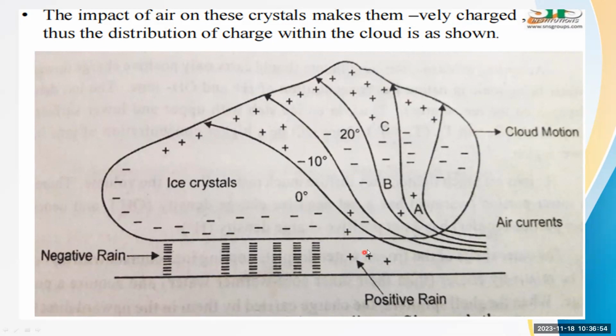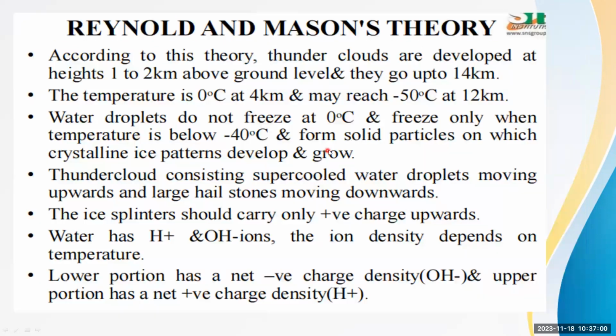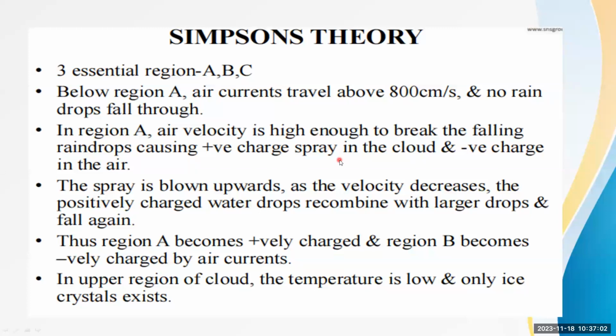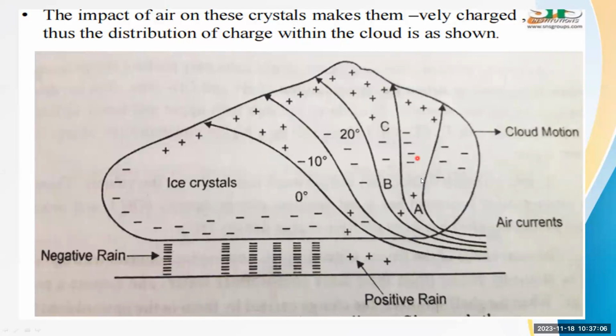And this is called negative rain. This is called positive rain, with air currents in this direction and cloud motion. So this is about Simpson's theory. According to this theory, there are three different regions: A, B, C, with ice crystals and temperature, and this is the essential.